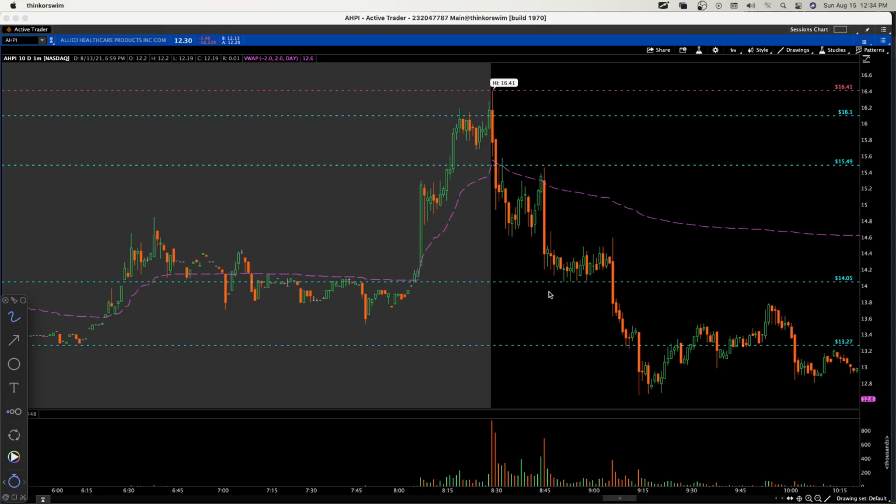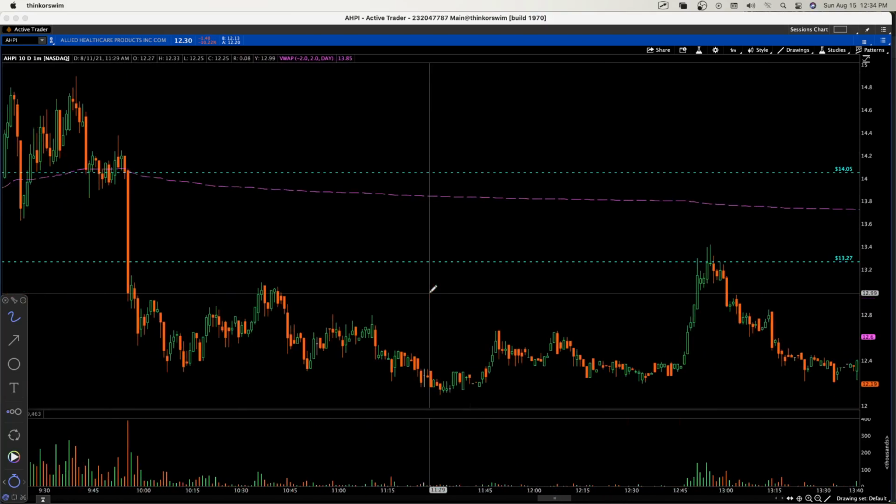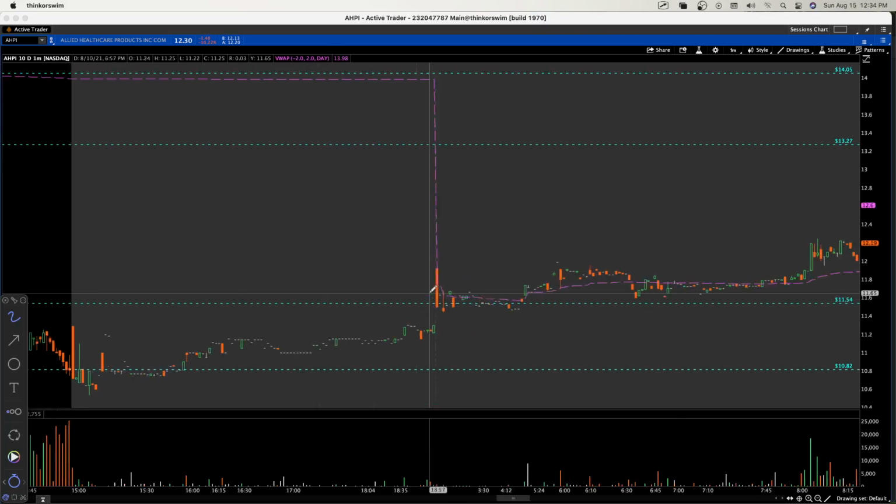So let's look at a couple of different examples of where we could take some trades off of VWAP. Let me see if I can find some good examples here.